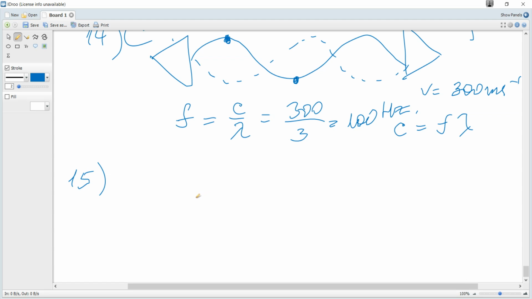15. A pipe containing air is closed at one end and open at the other, so it's an open-closed pipe. The third harmonic standing wave for this pipe has a frequency of 150 Hz. What are the frequencies possible for standing waves in this pipe?